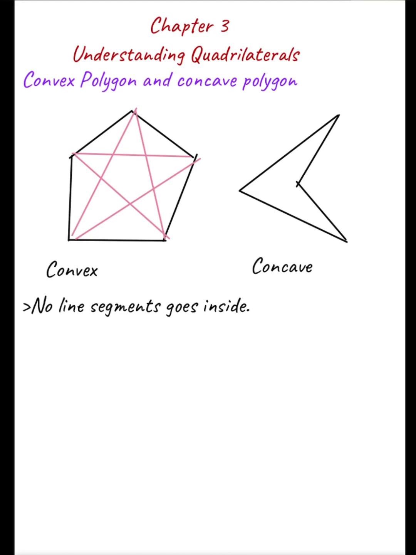But what about a concave polygon? You can see that some of the diagonals may lie outside also. Here you can see that this is a diagonal which lies inside the polygon. But if you join these two vertices, then this diagonal is lying outside. So in the case of a concave polygon, some of the diagonals may lie outside.